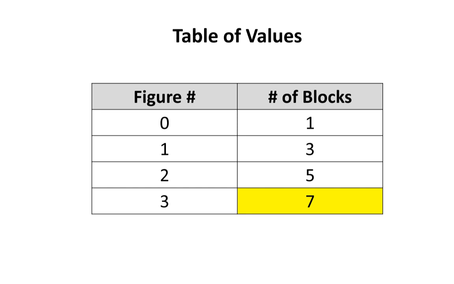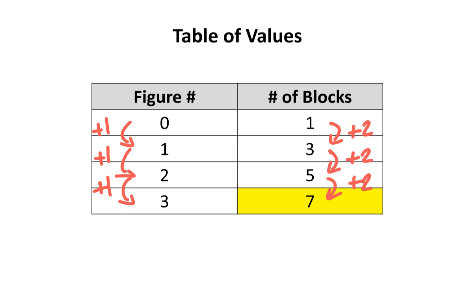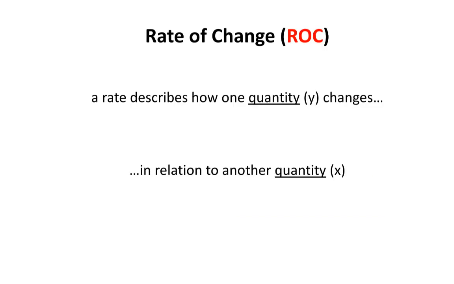Some of you may have noticed a pattern within the figure number. They're increasing by 1. Meanwhile, some of you may have also noticed a pattern within the number of blocks. They're increasing by 2. The pattern that you just noticed is actually called the rate of change.